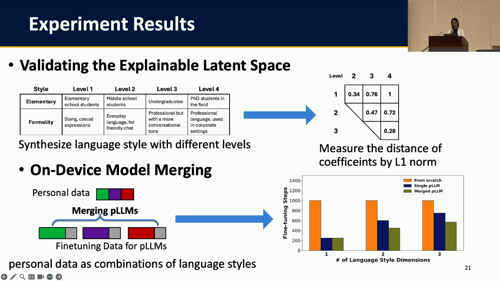And finally, we verify the effectiveness of on-device model merging. In this scenario, the personal data consists of text from multiple styles. So in this case, none of these existing models is a perfect match for the personal data. And from the right figure, we can find that EXPERT model merging can always achieve some extra reduction in the fine-tuning cost.